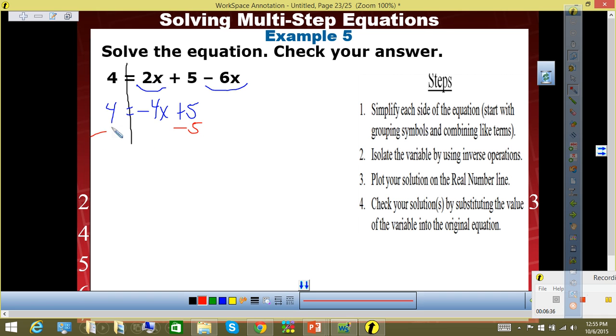Subtract 5 from each side. We're left with what? Negative 1 equals negative 4x. Pass it to someone.